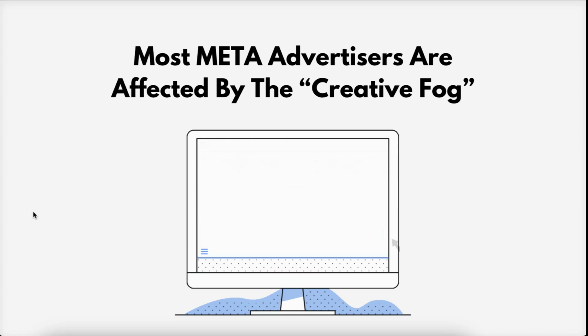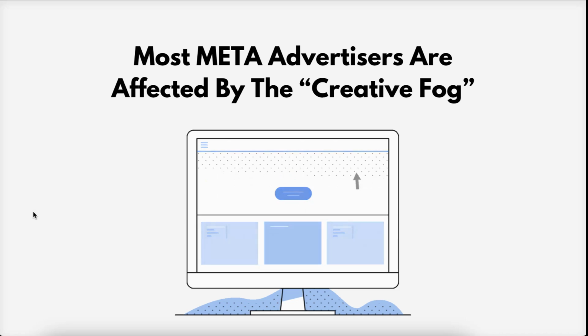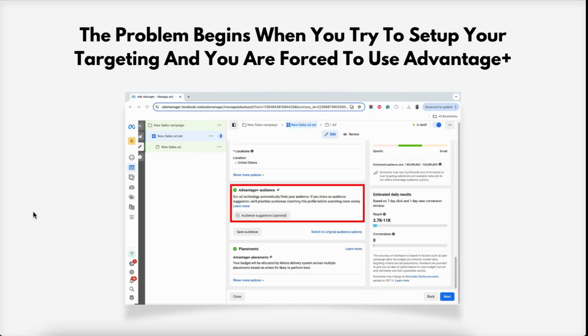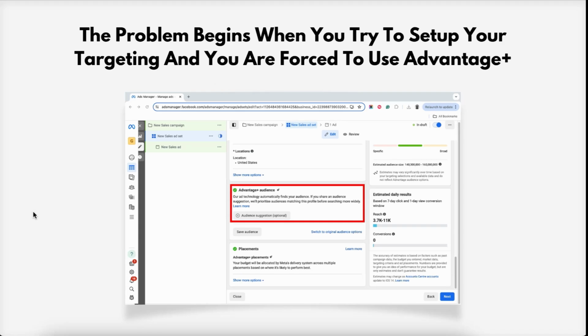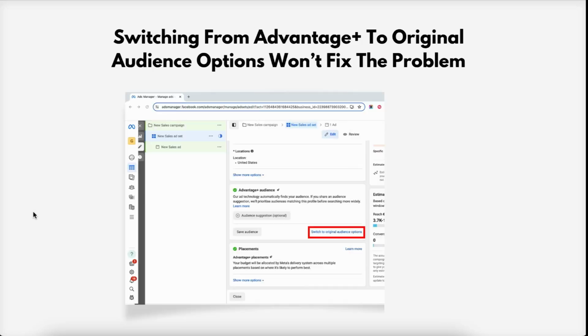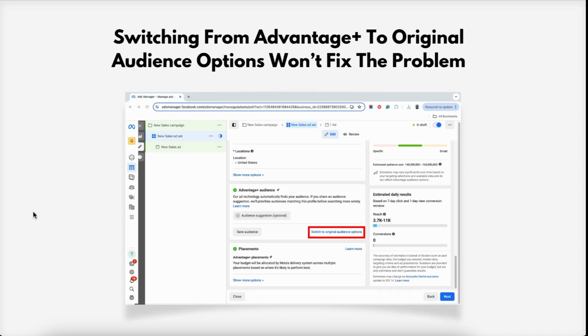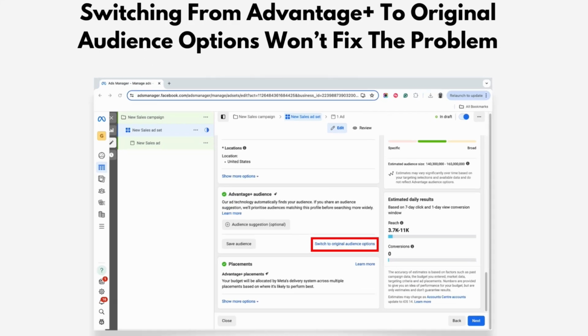For real, the problem is that when you are setting up your ads, you're taken to a page that looks pretty much like this, where you are forced to use Advantage Plus. Facebook has stripped away your ability to define your target audience and they've replaced it with Advantage Plus. Now, most accounts are now being forced to use the dreaded audience expansion, which is notorious for showing ads to the wrong audience. And switching from Advantage Plus to original audience options won't fix this problem.